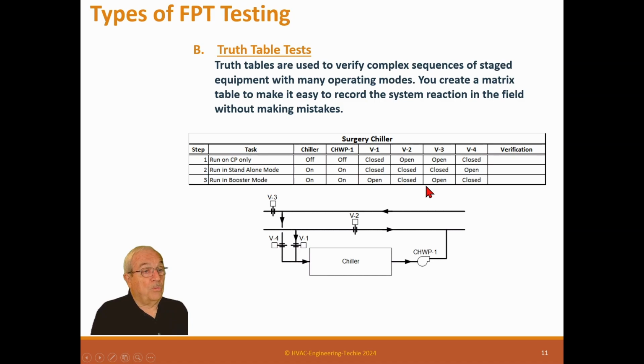So when you're out there watching it, the first thing you do is say, well, let's let it run on central plant alone. And then you observe that the chiller's off, the pump's off, and the valves are in the right position. And then you make a change and say, well, let's do it in booster mode. So then you do it in booster mode and watch and make sure the valves are the correct operation.